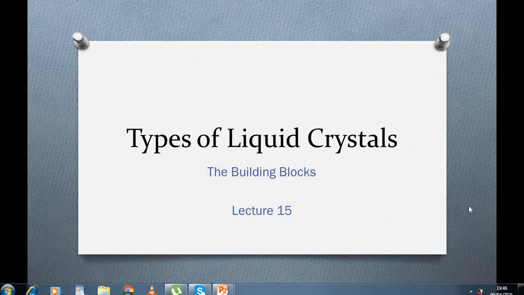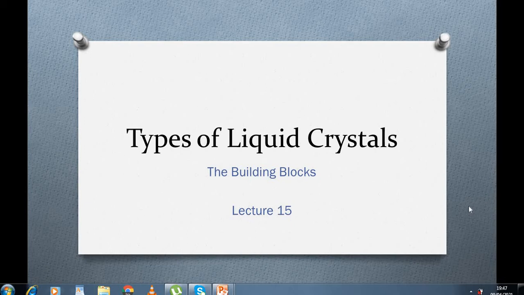Let us begin today's discussion from the same point where we left off. So, in the last class, we were talking about types of different liquid crystals, and we mostly focused on the various types of liquid crystalline phases. Now, today we take one step forward and we ask questions about the building blocks in the chemical sense, the building blocks that will give rise to the particular kind of liquid crystalline phases that we have discussed.